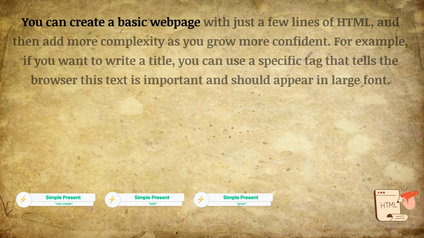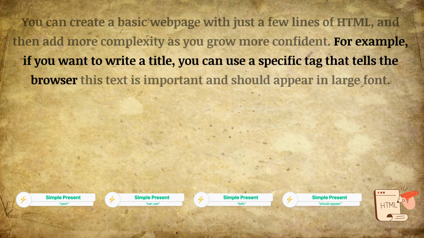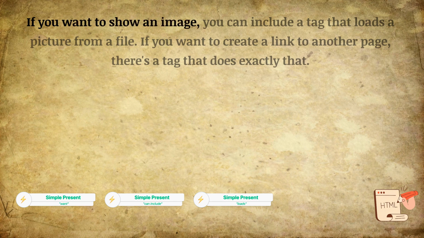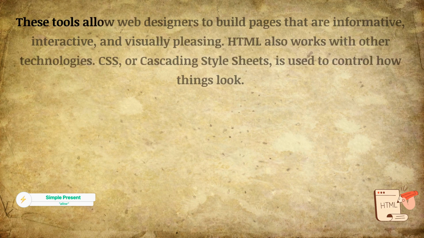You can create a basic web page with just a few lines of HTML and then add more complexity as you grow more confident. For example, if you want to write a title, you can use a specific tag that tells the browser this text is important and should appear in large font. If you want to show an image, you can include a tag that loads a picture from a file. If you want to create a link to another page, there's a tag that does exactly that. These tools allow web designers to build pages that are informative, interactive, and visually pleasing.